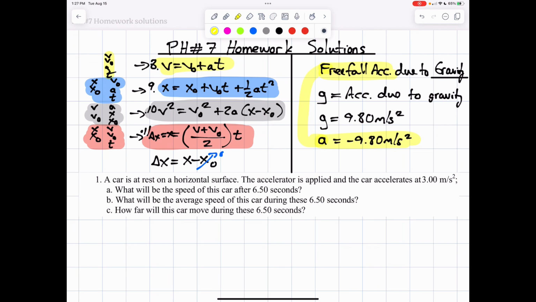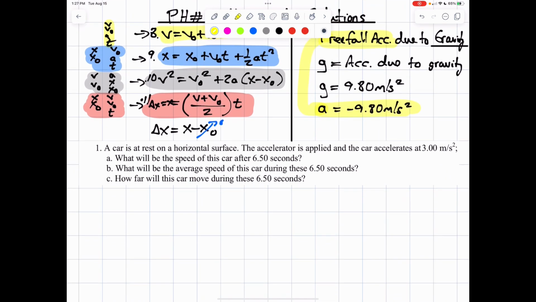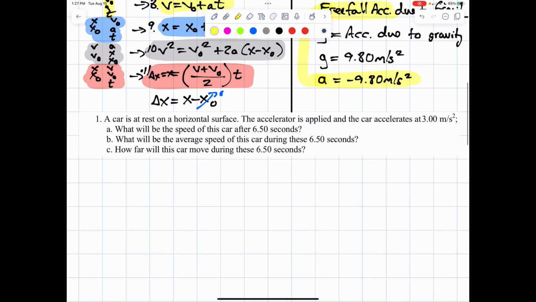Let's begin. Number one, a car is at rest on a horizontal surface. The accelerator is applied and the car accelerates at 3 meters per second squared. What is the speed of this car after 6.5 seconds? What will be the average speed during these 6.5 seconds, and how far will it move during these 6.5 seconds?